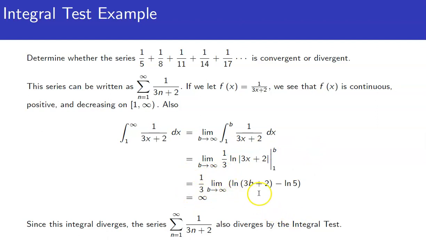We'll have natural log of 3b plus 2 minus natural log of 5, and I don't need to worry about absolute value bars here because our b is clearly going to be a positive number, so I'm not going to have any negative issues inside the natural log.